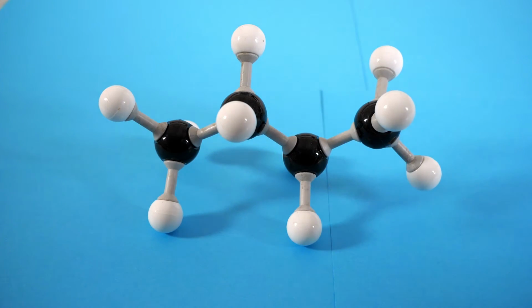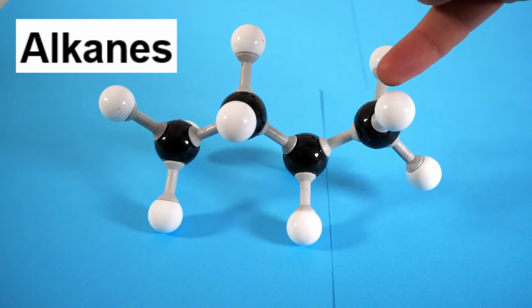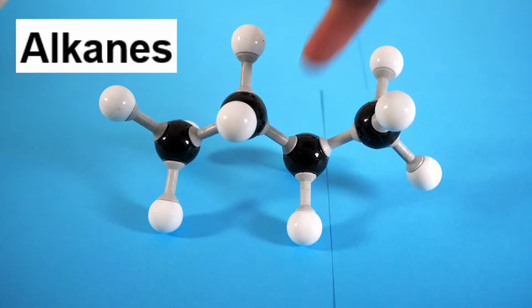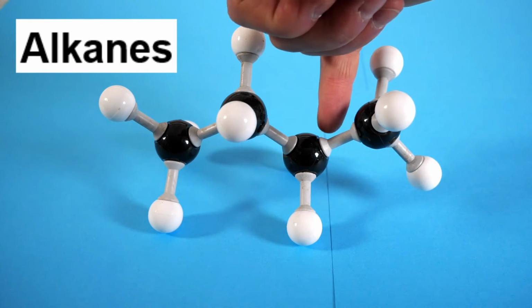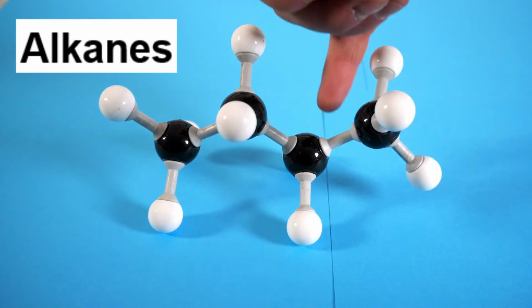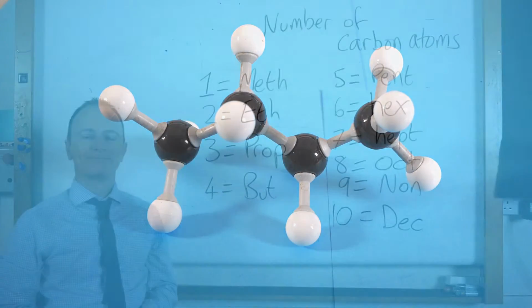This model shows an alkane molecule. Alkanes are hydrocarbon molecules because they're only made out of hydrogen atoms and carbon atoms. And we can tell it's an alkane molecule because they're only joined together with single covalent bonds. So it's also known as a saturated molecule.